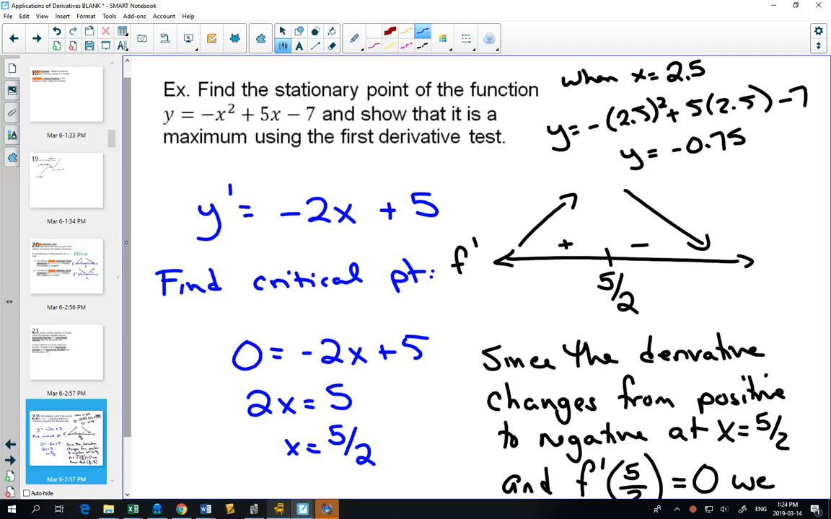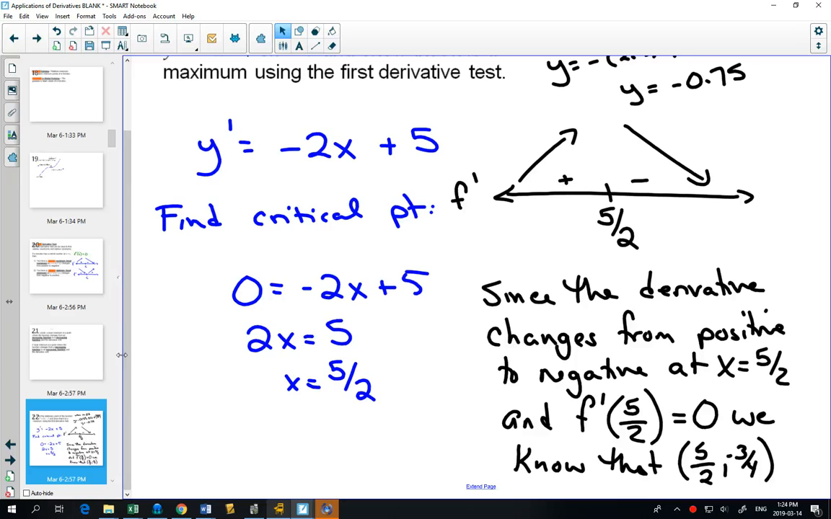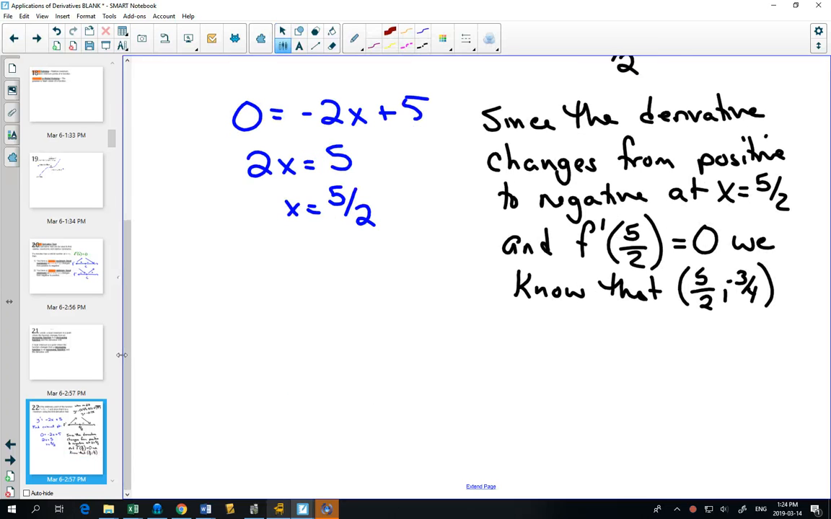We know that, oh, we have to finish our English essay here. Since the derivative changes from positive to negative at x equals 5 over 2, and f prime of 5 over 2 is equal to 0, we know that this point is a maximum.